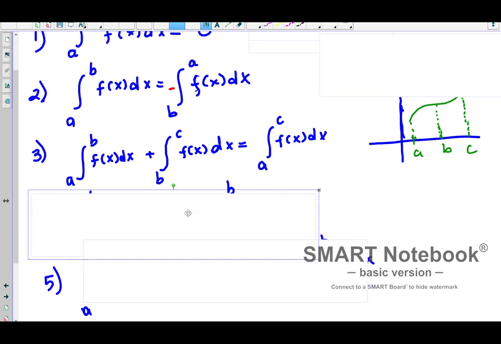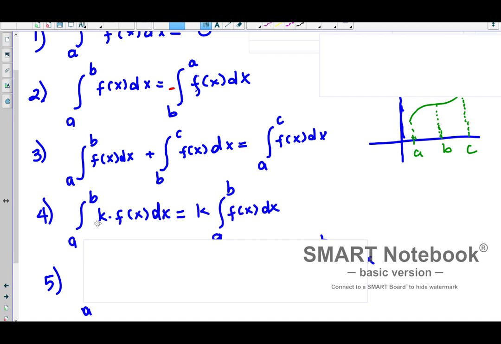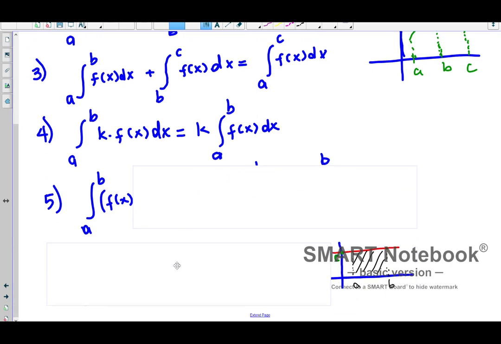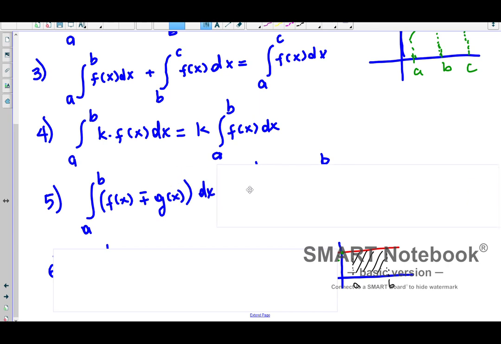All right, here's another property of integration. If you have a constant multiple, we talked about this before, you can take the constant outside. And then the last property we're looking at is, actually there's one more, sorry. Property number 5. If you have a sum or difference, you can distribute the integral sign over the sum or difference.